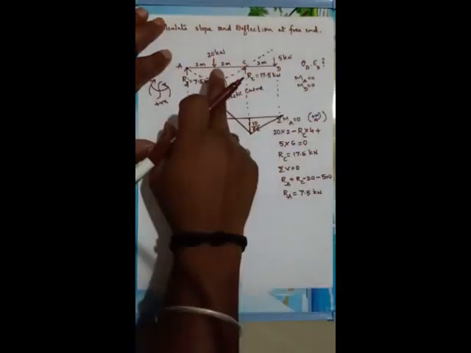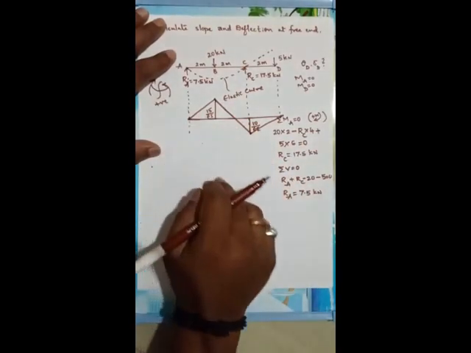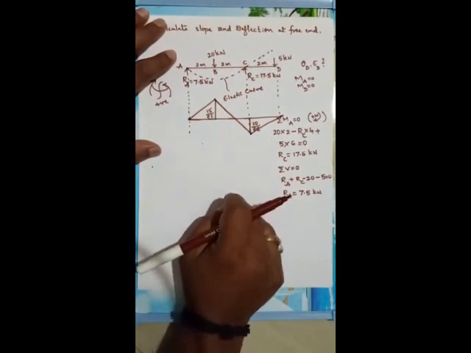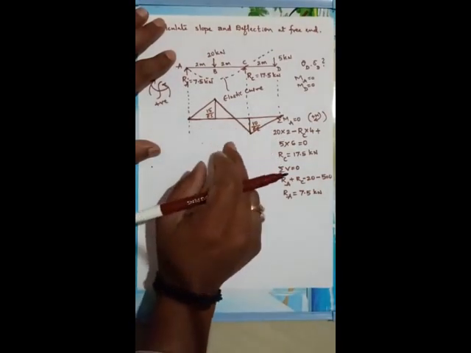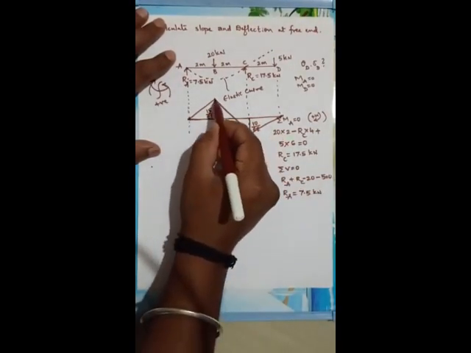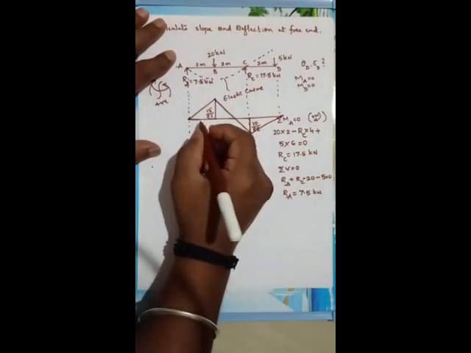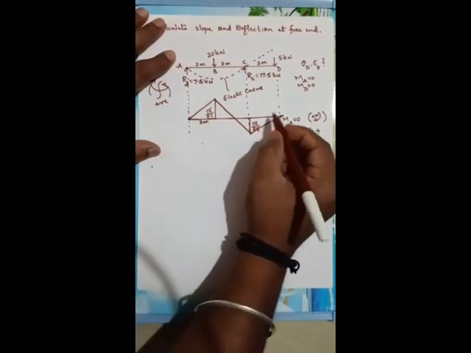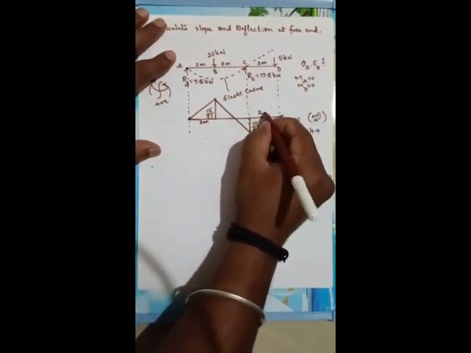So in this problem they have given EI constant. This is the bending moment diagram. Okay, to calculate the areas of these figures, we should know the base and the height. If I consider this triangle, I know the base is 2 meters. Then again, if I consider this triangle, I know this is 2 meters.